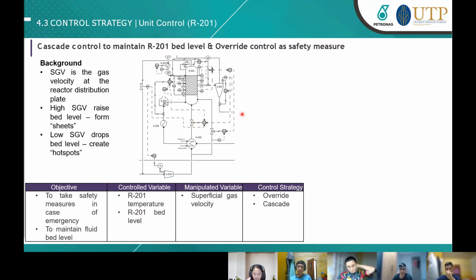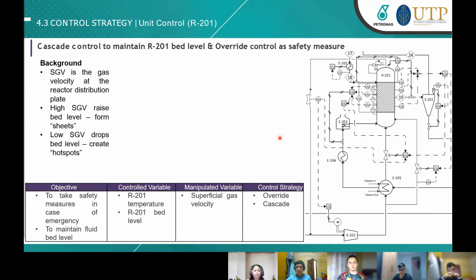Furthermore, a cascade control strategy is also implemented where the level controller acts as the master while the slave controller is the flow controller. The level transmitter measures the bed level and sends the signal to the level controller where a set point is specified. The level controller then calculates the error and outputs a set point for the flow controller, which then adjusts the inlet gas flow rate accordingly.